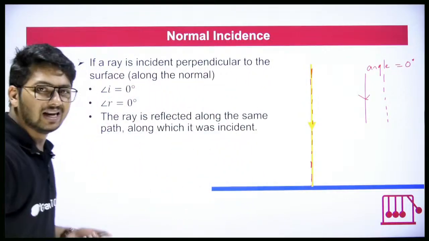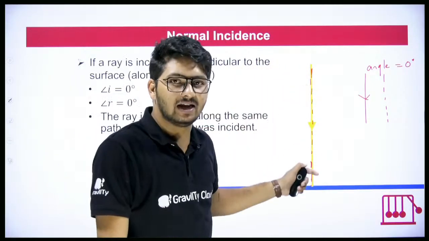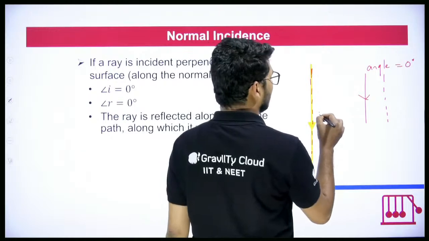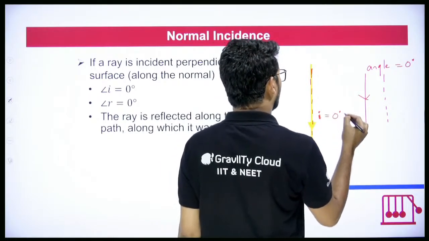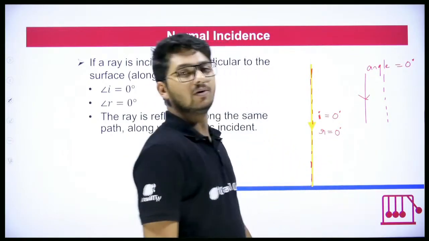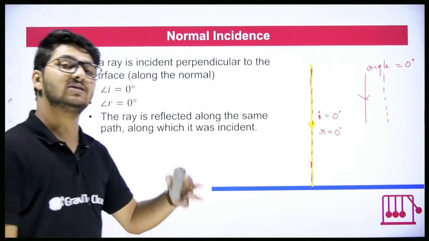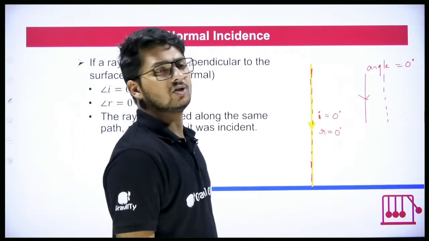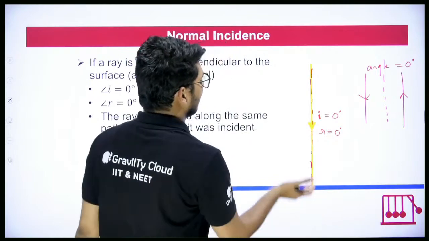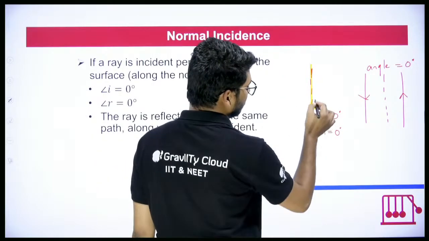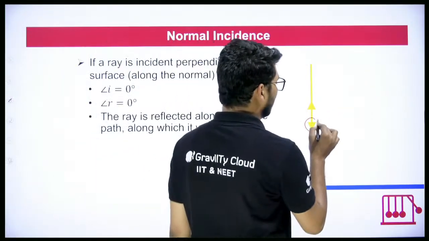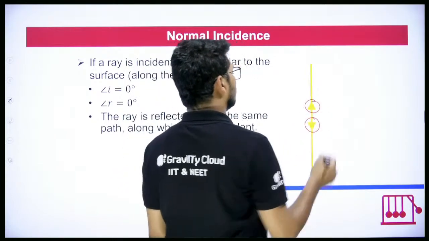So in the case of normal incidence, you can say that the incident ray coincides with the normal at the point of incidence. That means the angle of incidence is 0 degrees. I is equal to 0 degrees. And we know from the laws of reflection, R is equal to I. So the angle of reflection will also be 0 degrees. So if the angle made with the normal is 0 degrees, that means you should have a parallel line. That means the reflected ray will also be upwards. Just look at the arrow. This arrow refers to the incident ray. This refers to the reflected ray.